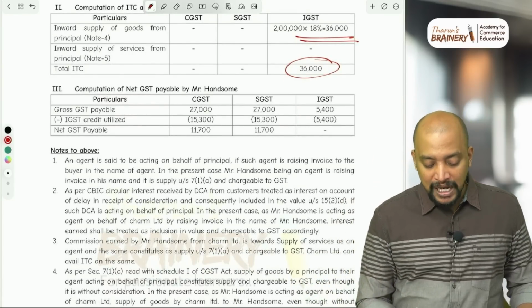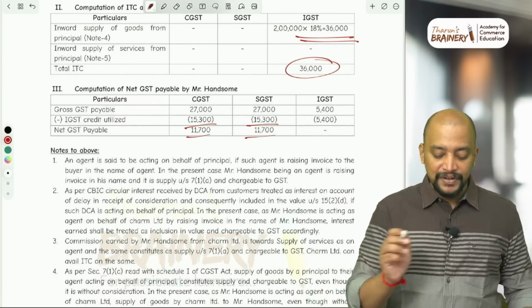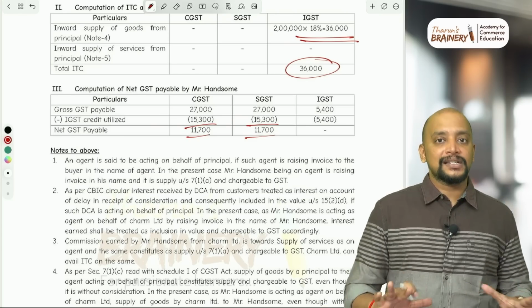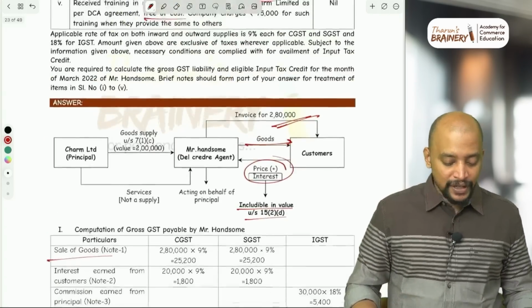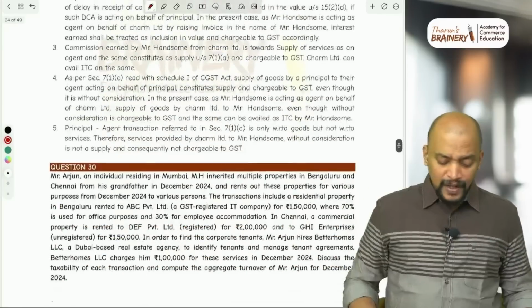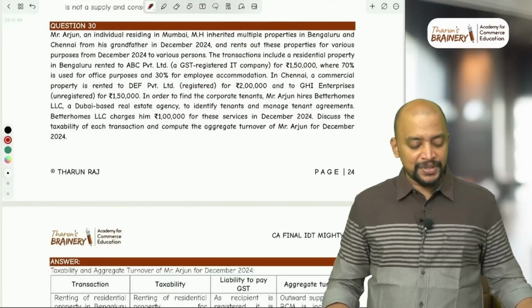So the net GST payable will be 11,700 and 11,700. So this is the answer for this question, and we need to write the notes accordingly for this. Then now we are moving on to the next question, question number 30.